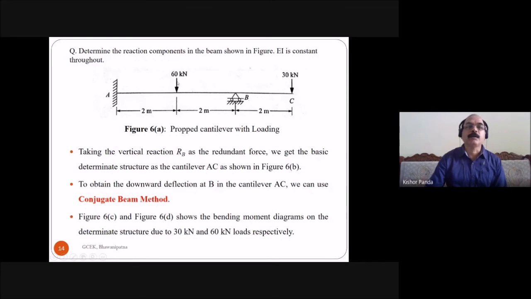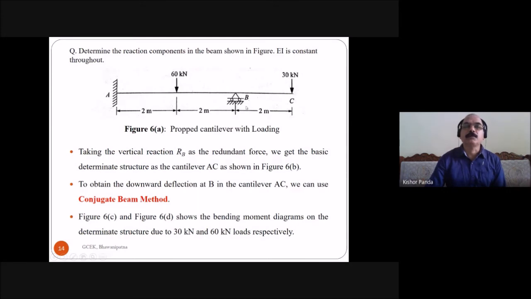It has one concentrated load of 60 kilonewton at a distance of 2 meter from the support A. That means at the midpoint of AB there is one concentrated load, and at the free end, at a distance of 2 meter from the prop, there is another load of 30 kilonewton, at C. So using the consistent deformation method, you have to find out the reaction at B, because this is the unknown value.